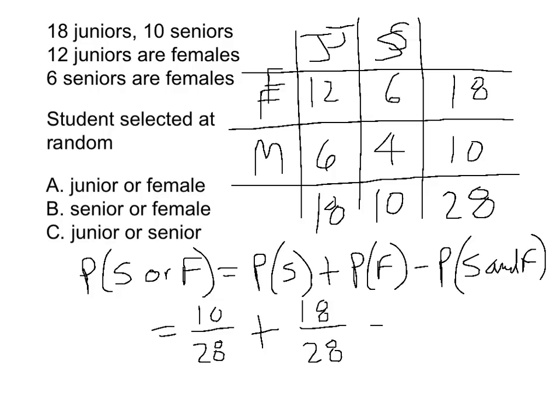But now, those that have both attributes, again, have been counted twice. Well, we have 6 who are seniors and females. So we'll subtract that out, which is going to give us 22 out of 28.